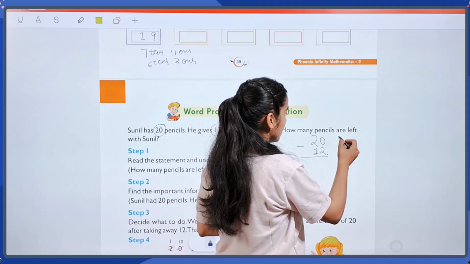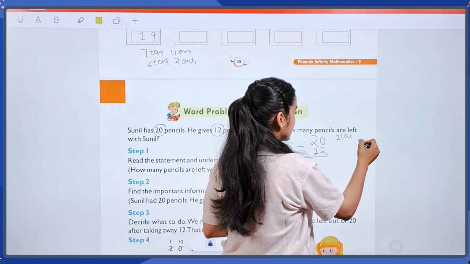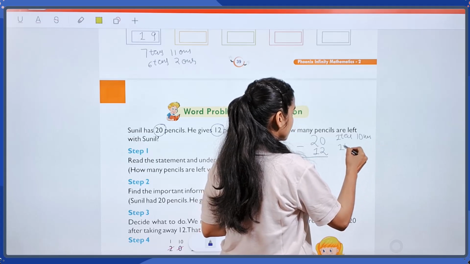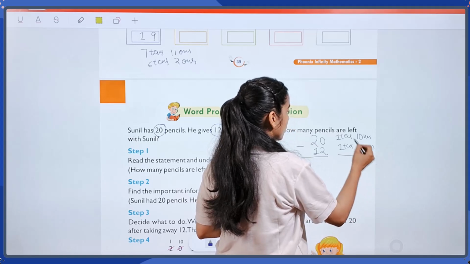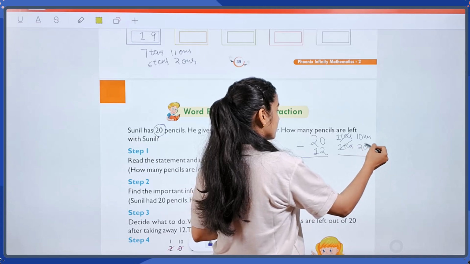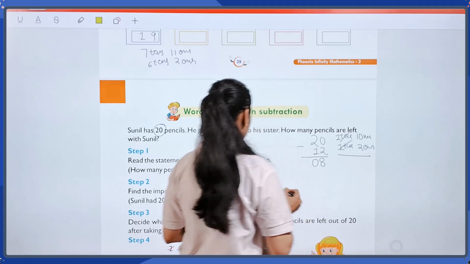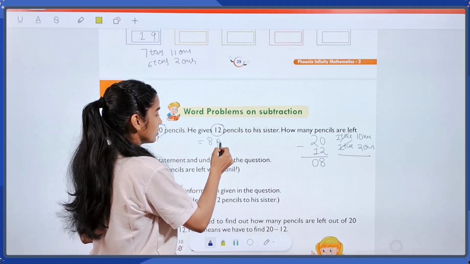1 ten and 10 ones, and 1 ten and 2 ones, which means 1 ten is cancelled out with 1 ten, 0 we have, and 10 ones minus 2 ones is 8. So your answer will be, Sunil now has only 8 pencils.